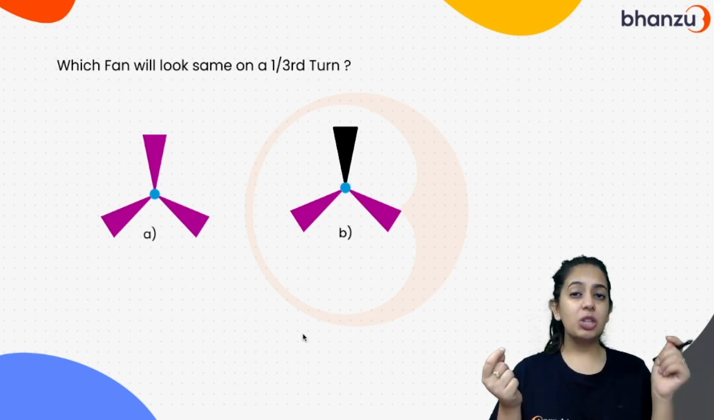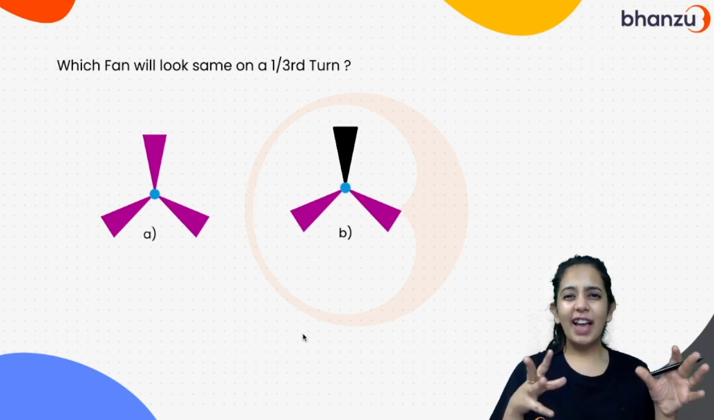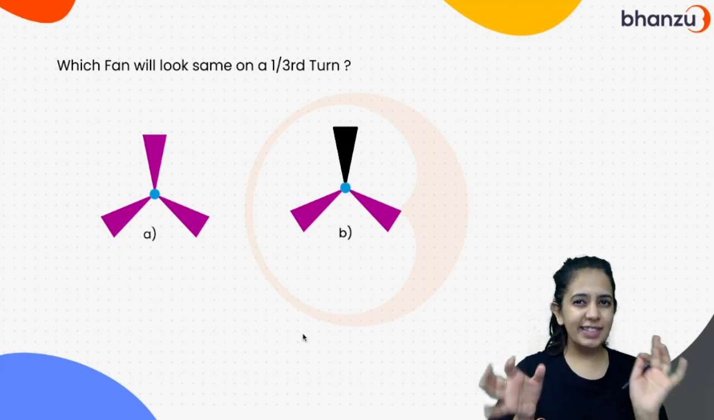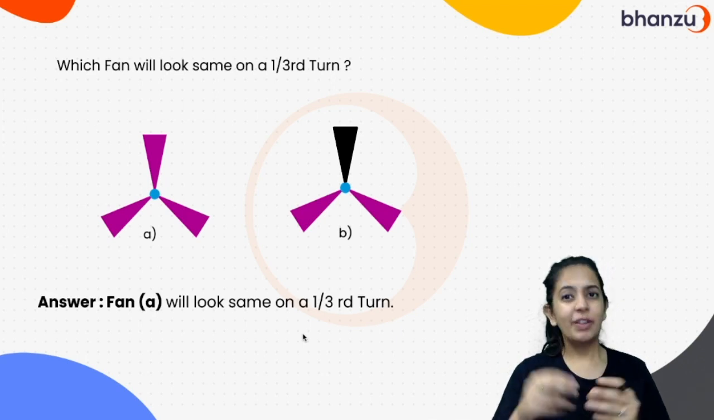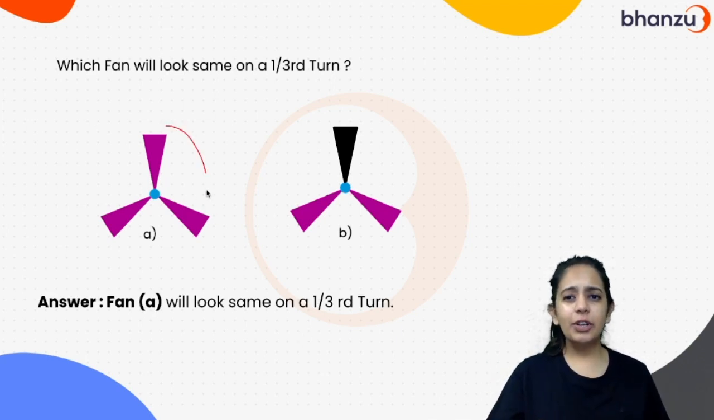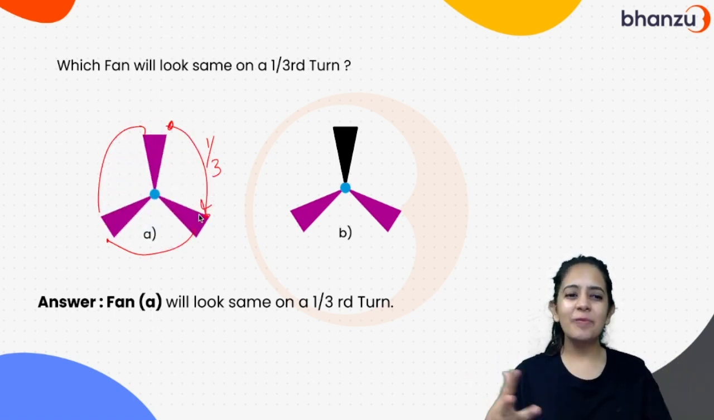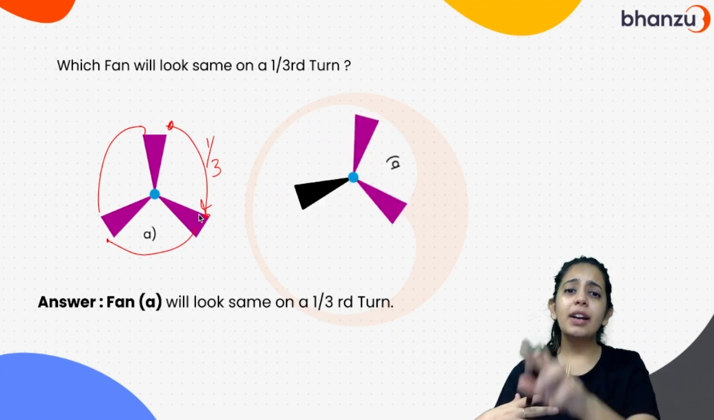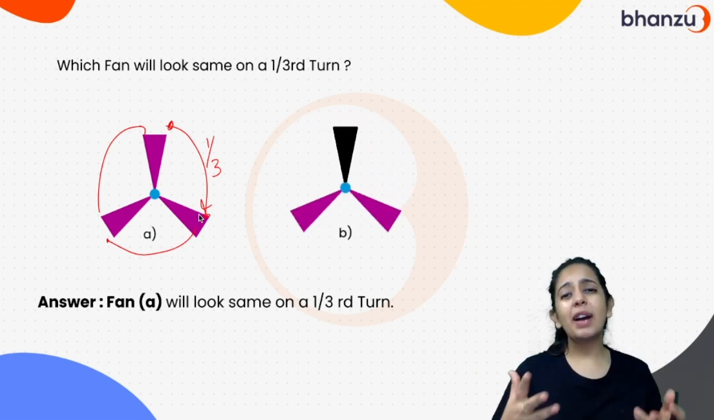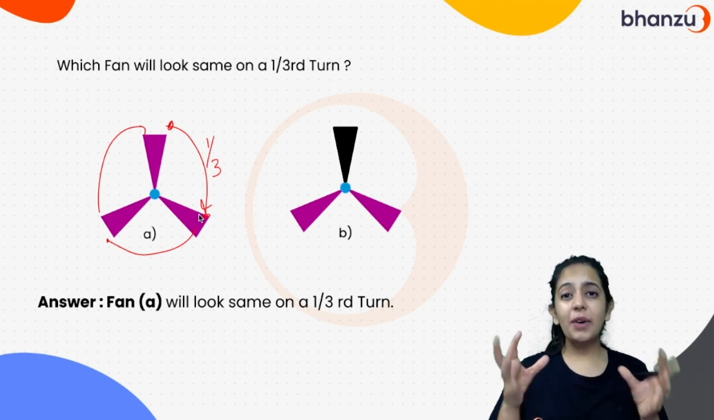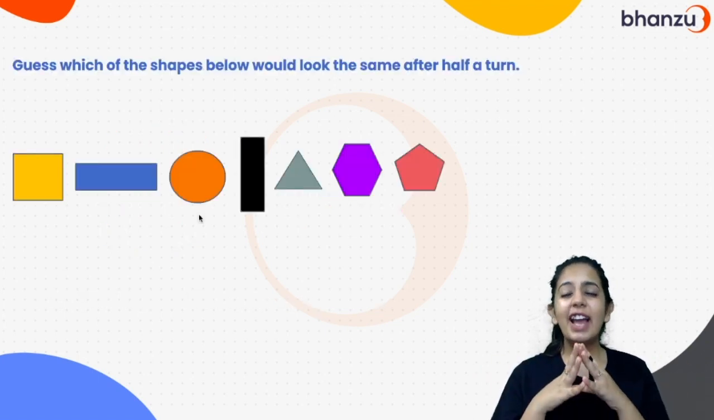Which fan will look the same on the 1/3 turn? Are you thinking that both will look the same? Yes, but the color is different in part B, so it will not look the same, right? But part A for sure is going to look the same. Let's check. Here, if I rotate it by 1/3, we have to make 3 turns, but I'm just talking about the 1/3 turn, okay? From this point to this point, that's it. If I rotate it, you will see it's looking the same. And the B part, the green part, will go back to the original position only after 1 complete turn, right? So therefore, only fan number A will show rotational symmetry, and for that you have to rotate it by 1/3. Okay, now the last question of the day.